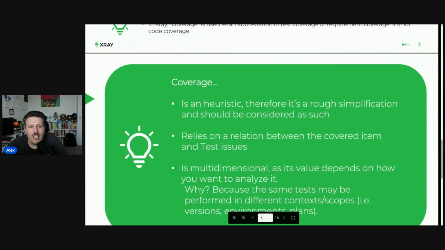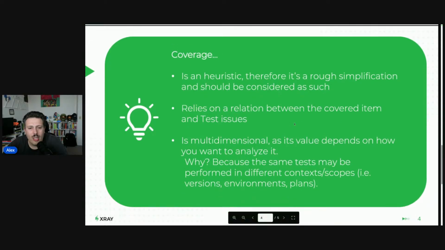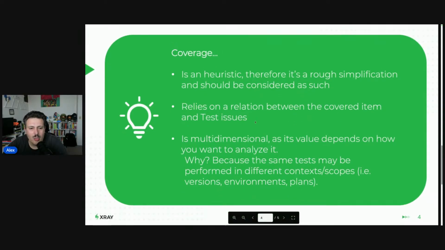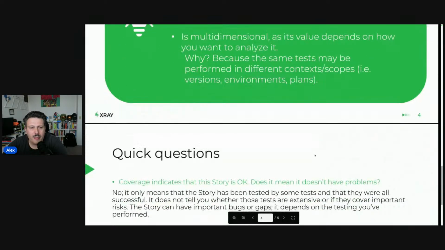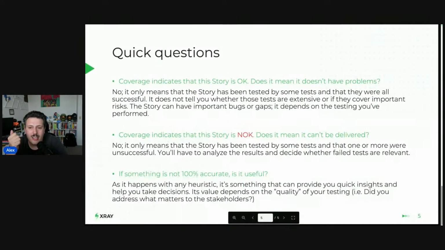So coverage is a heuristic, therefore it's a rough simplification and should be considered as such. It relies on a relation between the covered item and test issues, and is multidimensional as its value depends on how you want to analyze it. Why? Because the same test may be performed in different context scopes, i.e. versions, environments, and plans, and so on. So a couple of quick questions. Coverage indicates that this story is okay. Does it mean that it doesn't have problems?